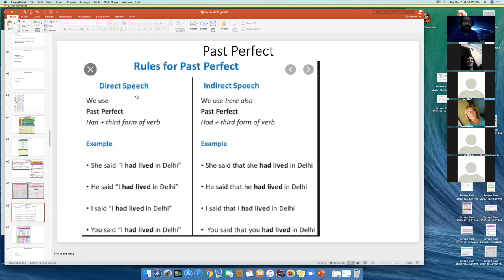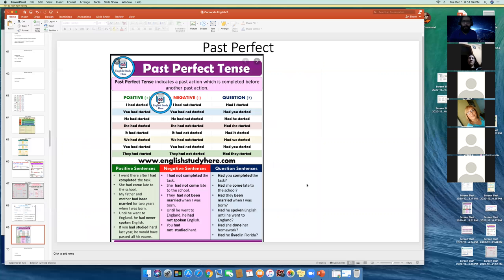All right, so direct speech and indirect. And then some words that you guys can use for your vocabulary. Positive. We're going to focus on the positive. I had started. You had started. He had started. She had started. We had started. You had started. They had started. All right. So with that, ladies and gentlemen, that covers our past perfect tense.